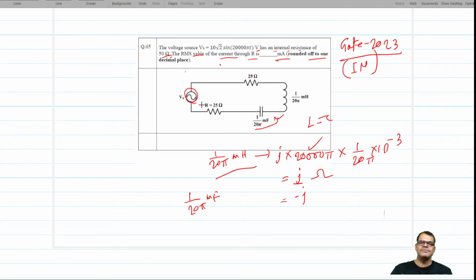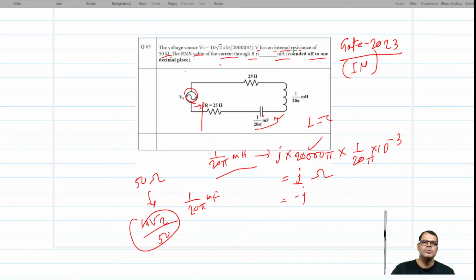So the total impedance faced by the source, here people make a mistake. Total impedance faced by the source is j minus j, because all are in series, j minus j is 0, 25, 25, 50 ohm. And people will simply jump into 10 root 2 upon 50. That will give you the wrong answer, because of the input resistance of 50 ohm. That is the trickiest part of this question. Otherwise, the question is very straightforward.